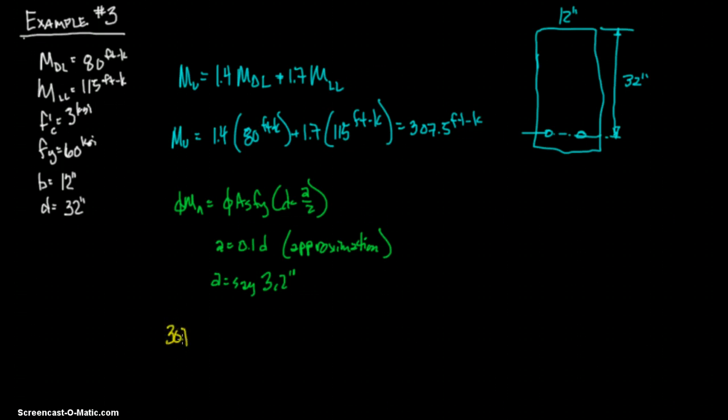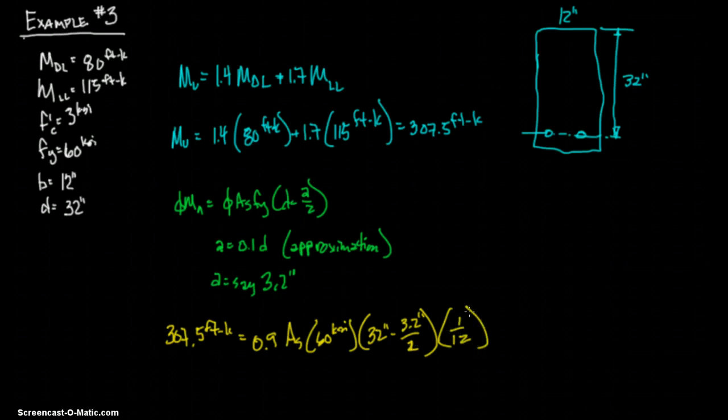I changed colors again. We're going to substitute Mu for phi Mn. 307.5 foot kips equals 0.9 for phi, As, which we don't know and is what we're going to solve for, 60 ksi, times D, which is 32 inches minus 3.2 inches over 2. I have a bad habit of trying to put 12 there. Then we divide by 12 to make it foot-inches. Inches to foot.